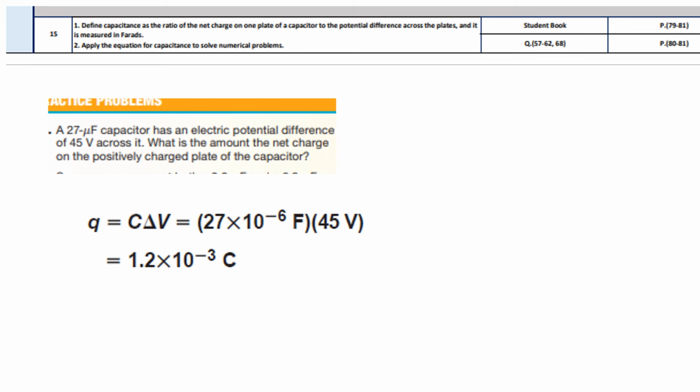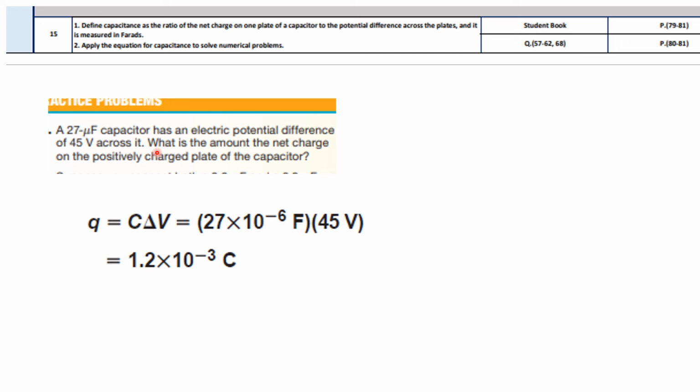I think, yeah, we did an application on that. So question A, 27 microfarad. Remember, farad is the unit of the capacitance, the capacitor. And micro is 10 minus 6. As you see here, it's 10 minus 6.